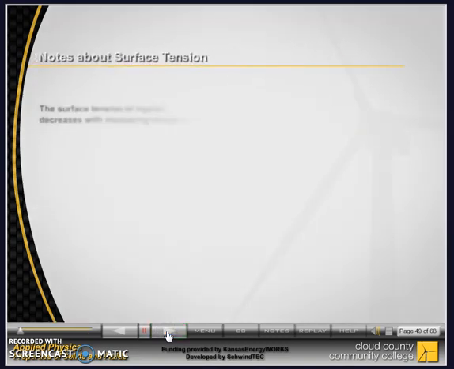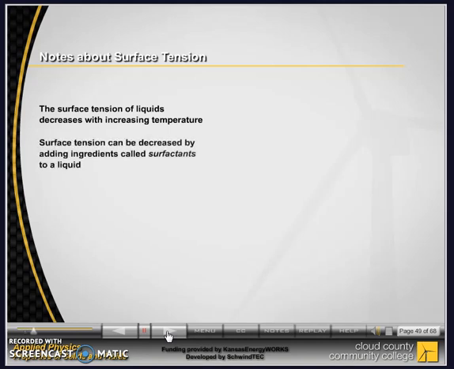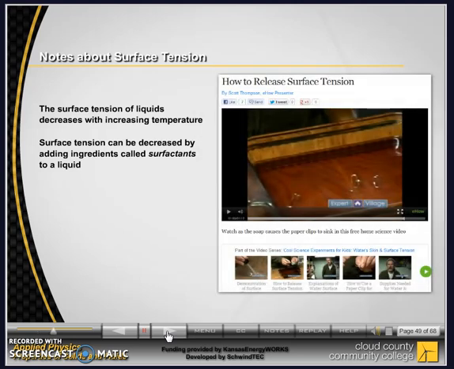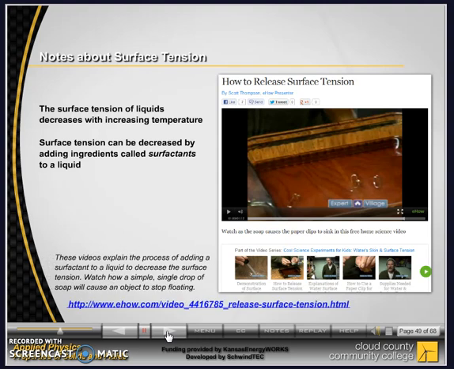The surface tension of liquids decreases with increasing temperature. Surface tension can be decreased by adding ingredients called surfactants to a liquid. Here's an interesting set of videos which helps to explain the process of adding a surfactant to a liquid to decrease the surface tension. Watch how a simple single drop of soap will cause an object to stop floating.